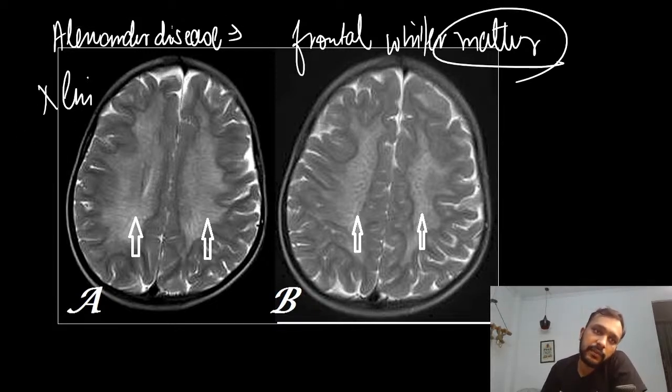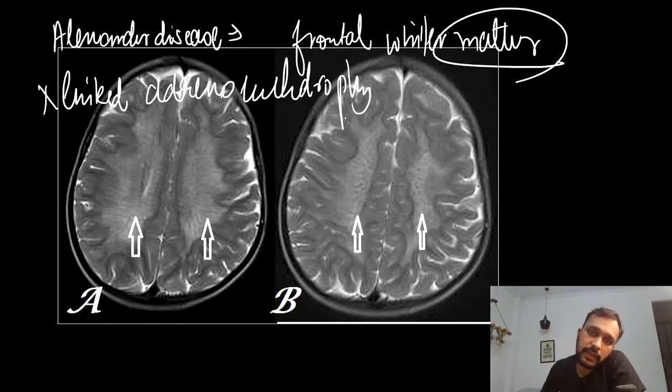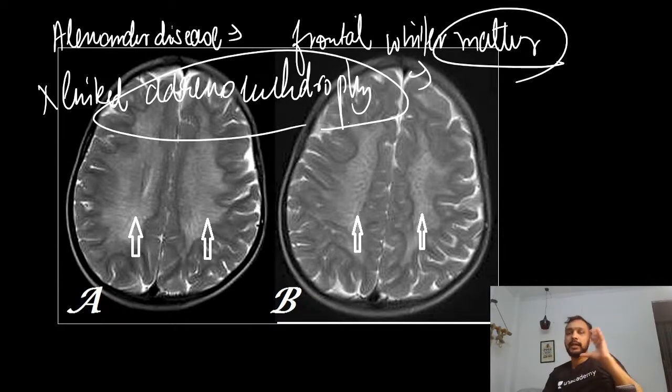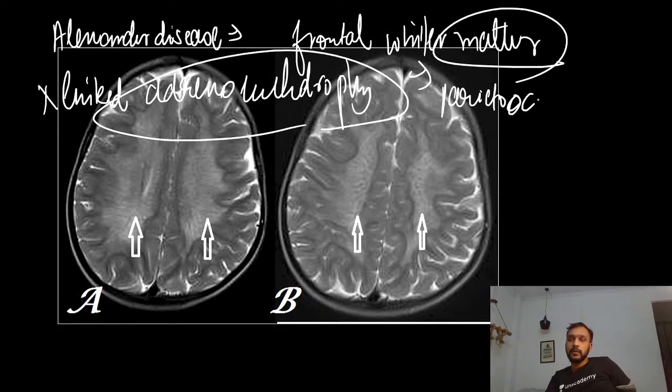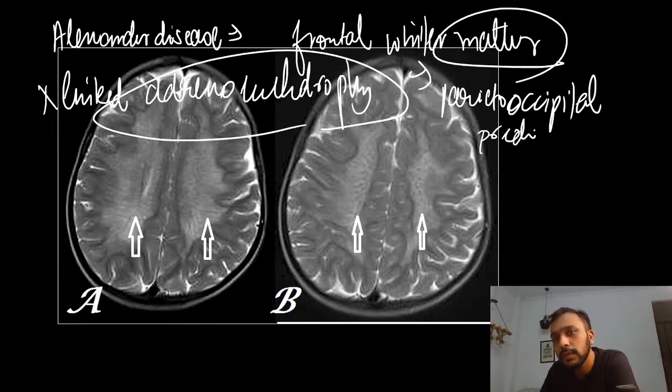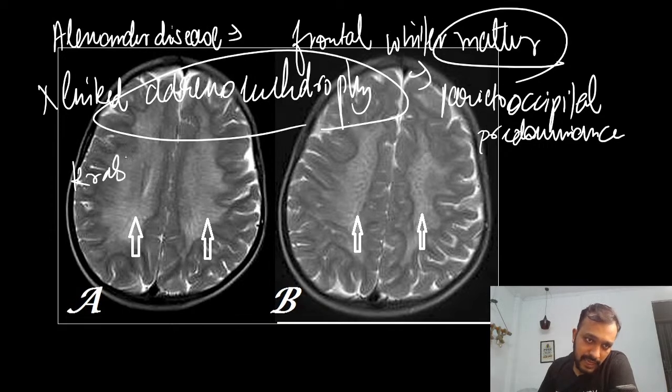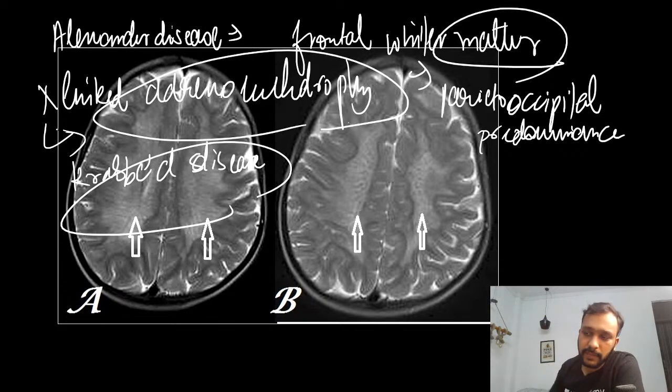Talking about X-linked adrenoleukodystrophy, what is the problem that you are going to find? Anyone, guys? In X-linked adrenoleukodystrophy, you are going to find parieto-occipital predominance. Talking about Krabbe's disease, come on, guys. X-linked adrenoleukodystrophy is due to the accumulation of very long chain fatty acids.